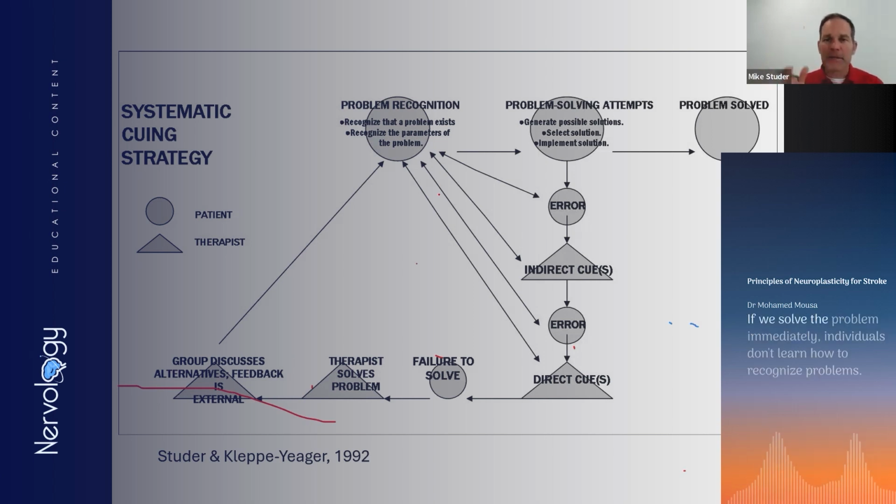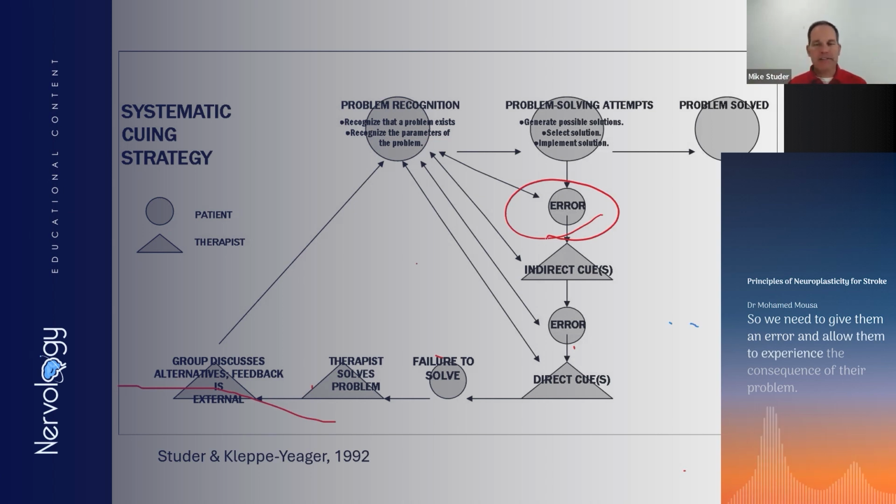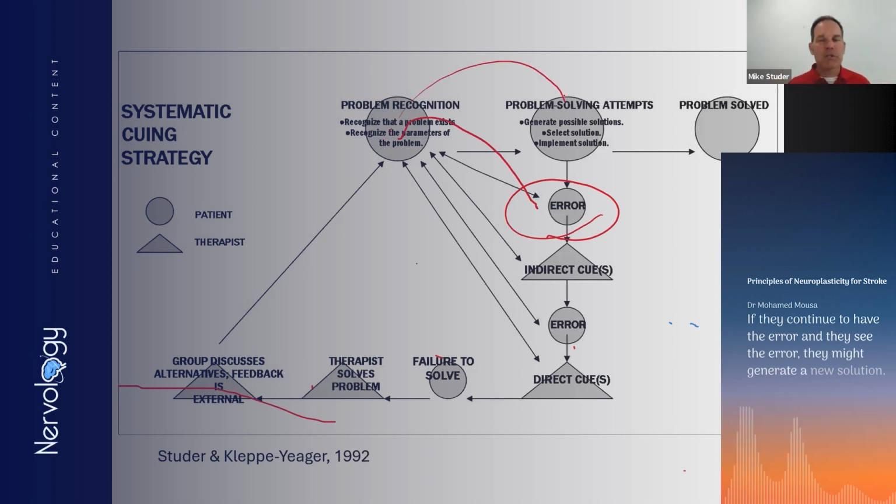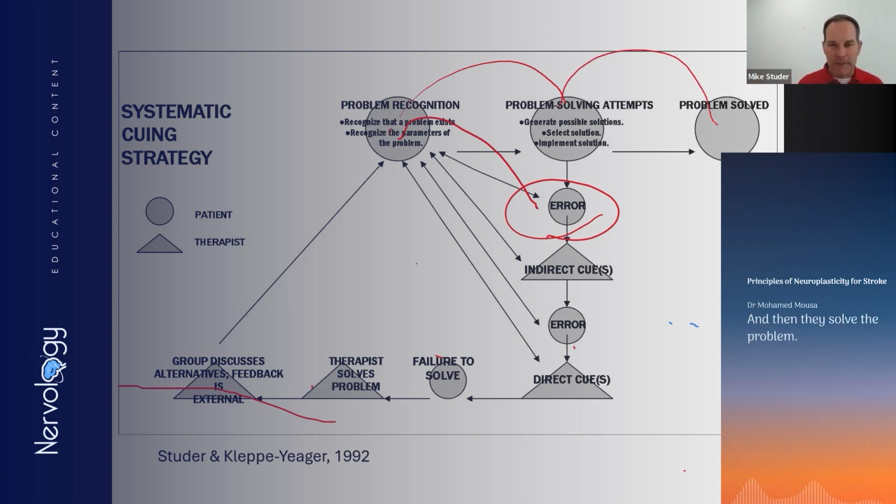If we solve the problem immediately, individuals don't learn how to recognize problems. So we need to give them an error and allow them to experience the consequence of their problem. If they continue to have the error and they see the error, they might generate a new solution. "Oh, that's right. I bet my brake is on my left side, and that's why that wheel's not turning." And then they solve the problem.